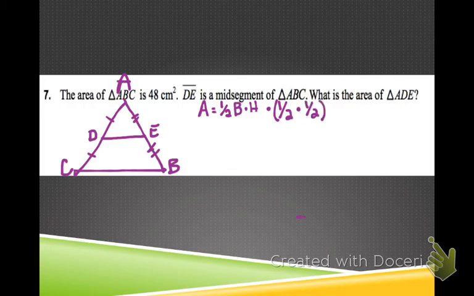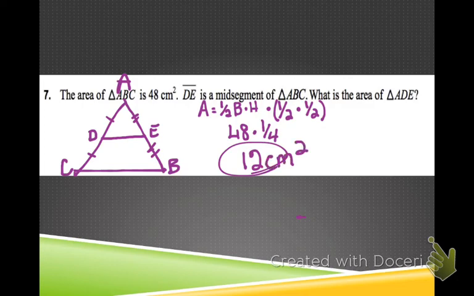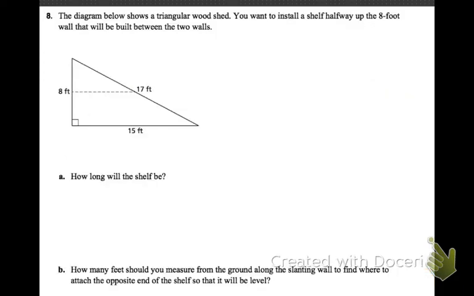So I'm going to take the area of my large triangle ABC, and I'm going to multiply it by 1/4, because 1/2 times 1/2 is 1/4, and I'm going to get that the area of my small triangle ADE is 12, and I should have put this on here and I didn't, centimeters squared.